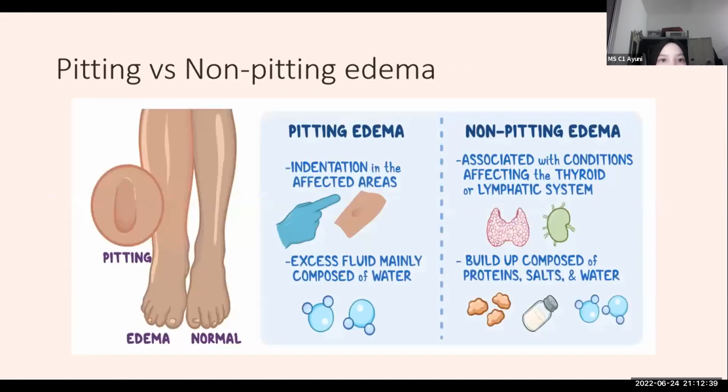Okay, next is pitting versus non-pitting edema. So the difference is that when you examine a pitting edema, there will be a pitting area. And the difference between the two is the composition of the fluid itself. So pitting edema is mainly transudate, which is fluid mainly composed of water, but non-pitting edema is associated with conditions affecting the thyroid or lymphatic system.